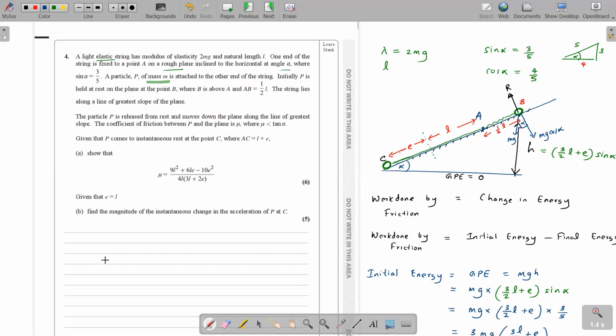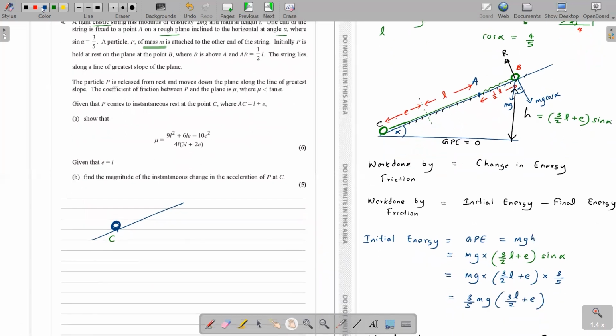Let's consider the object is coming down. When the object is coming down at point C, what are the forces that this object has? It's on its way down and it reached point C while coming down. So what are the forces we have at point C? We have the weight. What else? We have the normal reaction. We have the friction.